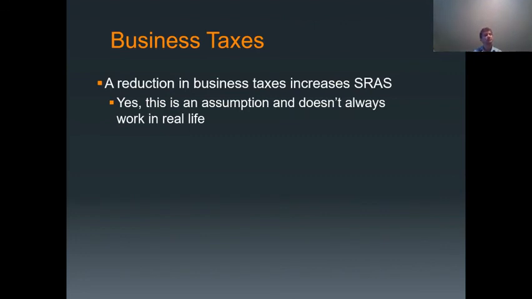So a decrease in business taxes would kind of shift the entire ADAS model to the right. At least that's the goal. And once again, it doesn't always work out that way. But generally speaking, if you see it on the AP test, you should assume that that is what they're getting at. And that is it for this unit.